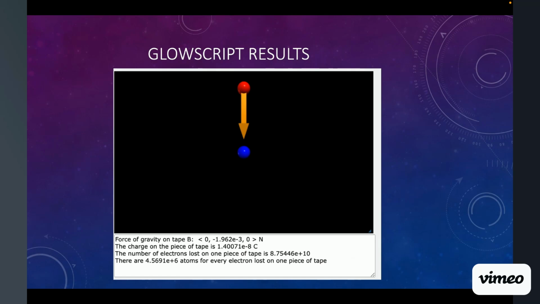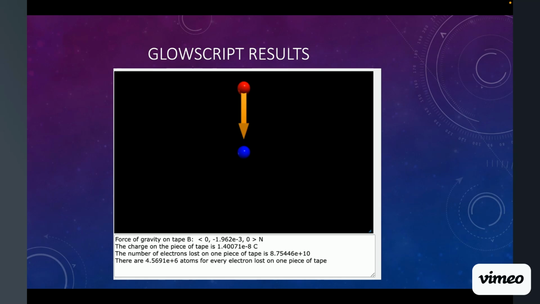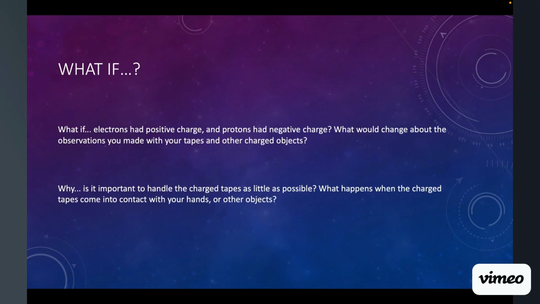Over here we can find the force of gravity, the charge of the piece of tape, the number of electrons lost in one piece of tape, and the number of atoms per electron lost on the piece of tape. Basically, these results look extremely similar to what I got in my calculations. Therefore, there's not much room for error there. But if there is room for error, it's because we have some assumptions. Some assumptions include that we didn't have friction and air resistance, the tape is a point charge, and the charge is evenly distributed. Obviously, in a real scenario these will have an effect, causing possible errors in the real amount of electrons lost.